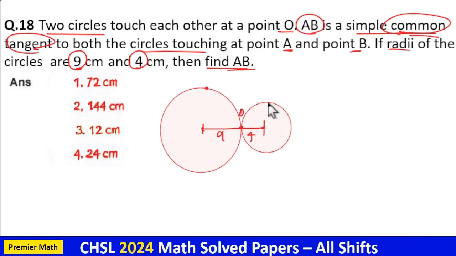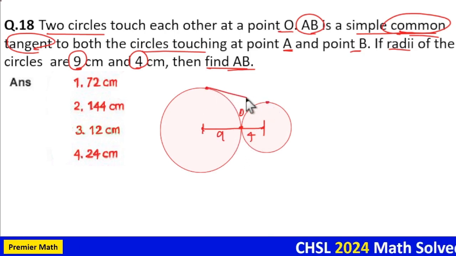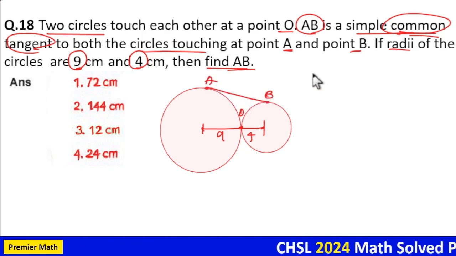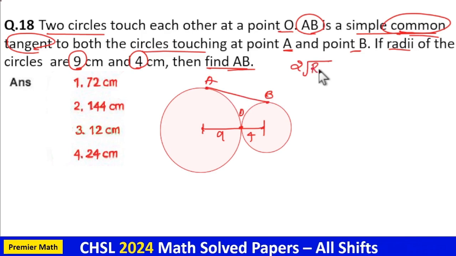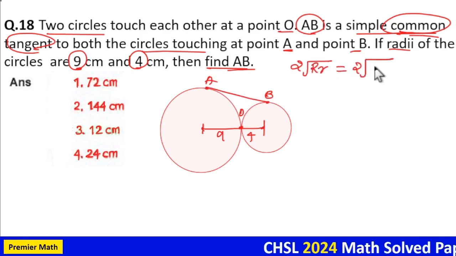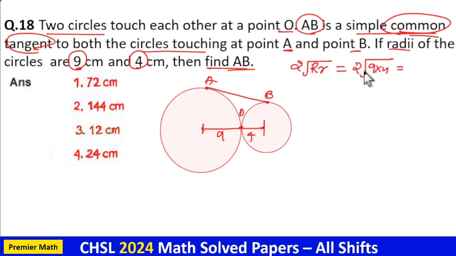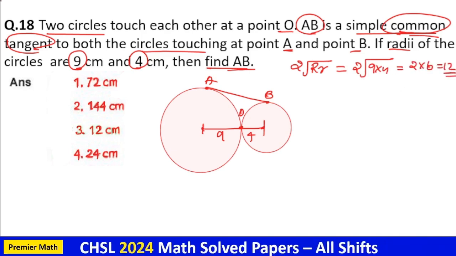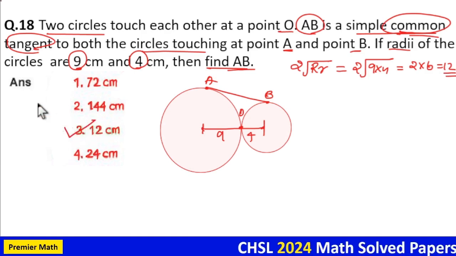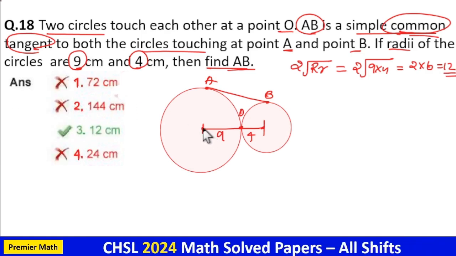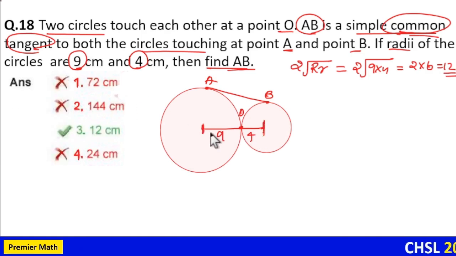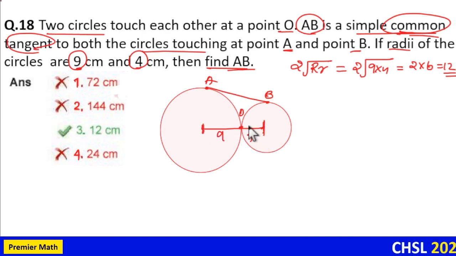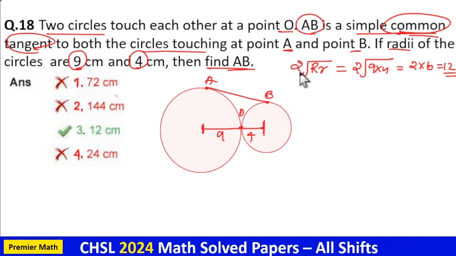In that case, the length of the common tangent passing through these two circles is equal to 2 root RR, which is equal to 2 into root of 9 into 4, which is 2 root 36, that is 12 centimeter. So, option 3 is your answer. Whenever the distance between centers of two circles is R1 plus R2, then the length of the common tangent is 2 root RR.